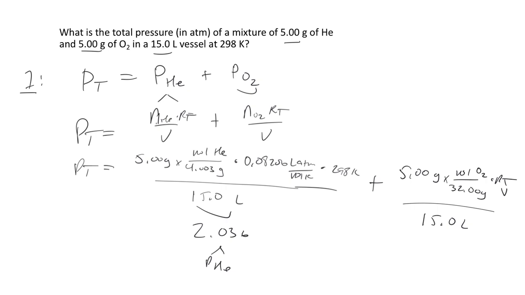Now, having the same mass of O2, because O2 is more massive, gives you fewer particles, which gives you a lower pressure. So we get a lower pressure for oxygen here. The partial pressure of oxygen is 0.255. So our total pressure, we add those two values together. Of course, we only have 3 sig figs on each of them. That gives me 2.29 atm.